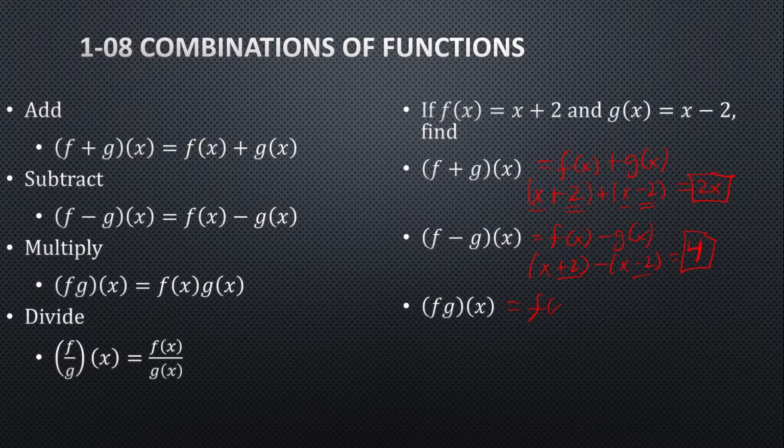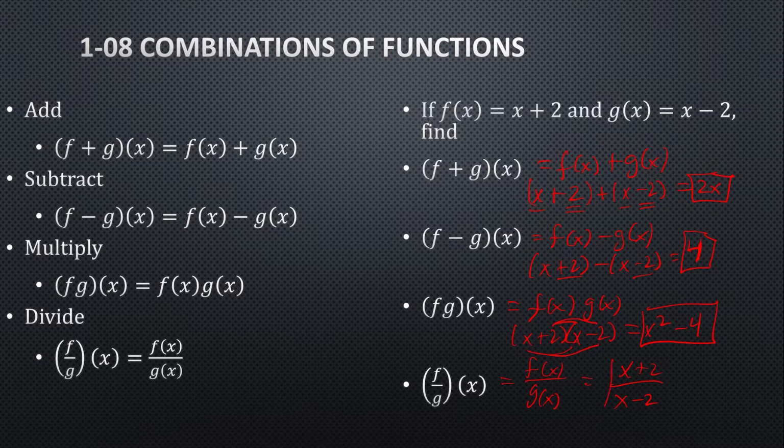Multiplying, we're just going to multiply them together. So we'll have the x plus 2 times the x minus 2. X times x, that's x squared, minus 2x plus 2x, which go away, minus 4. And dividing would just be taking the top one, dividing it by the other one. So we'll have x plus 2 divided by x minus 2. Can't simplify that any further.